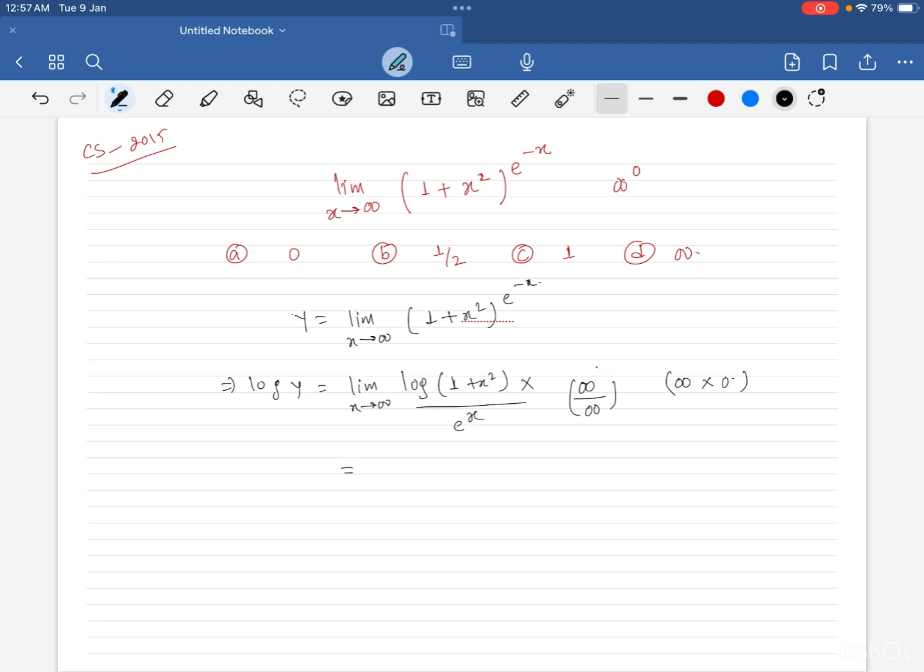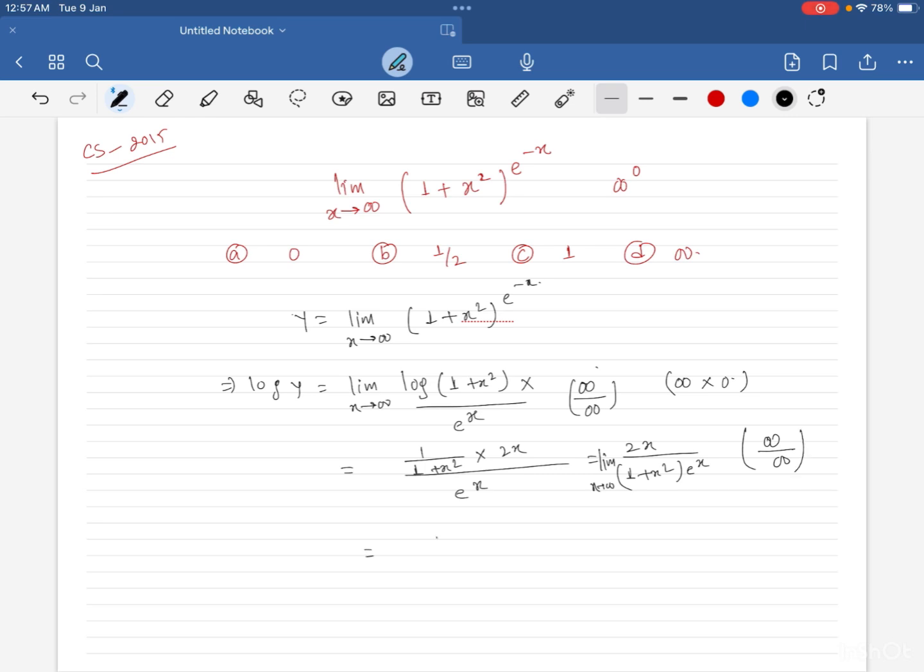So that is going to be 1 divided by 1 plus x square into 2x divided by e to the power x. Right, so that will be 2x into 1 plus x square e to the power x. Now still it is in the form of infinity by infinity. Now we can apply again, double differentiate it.